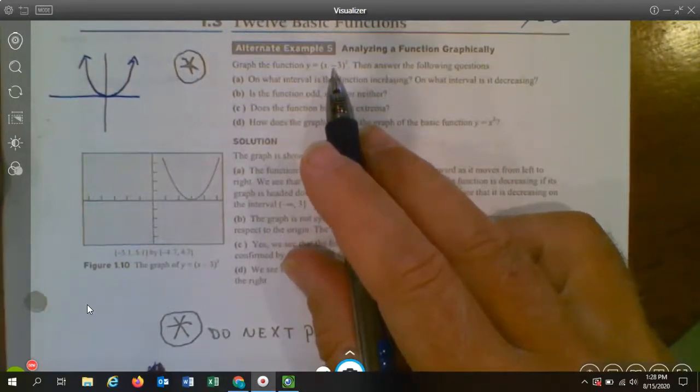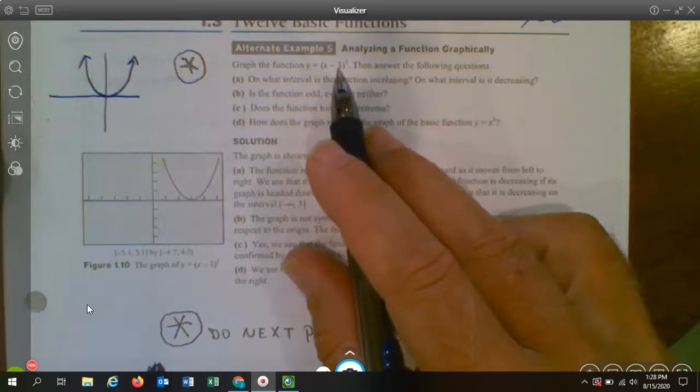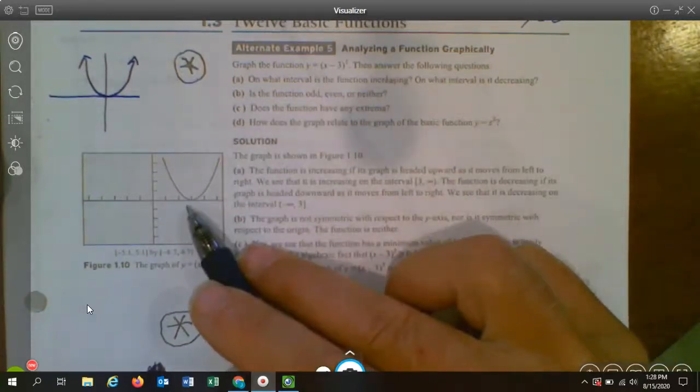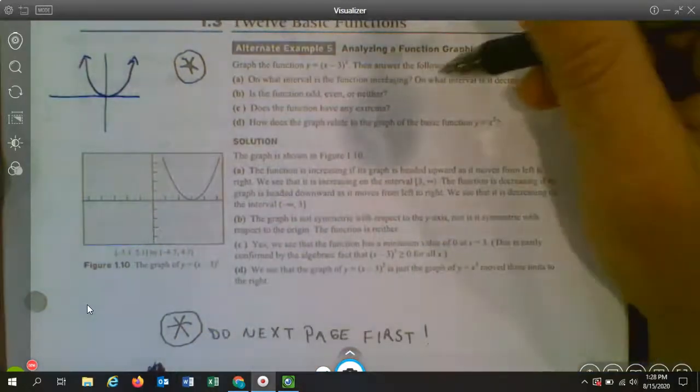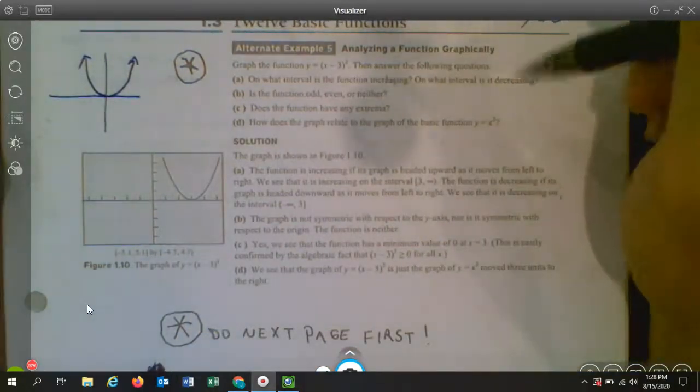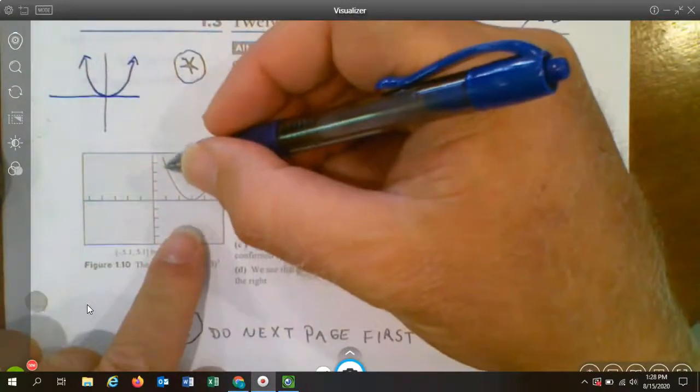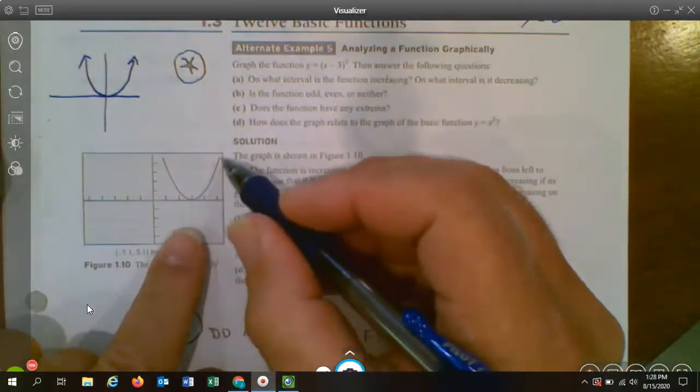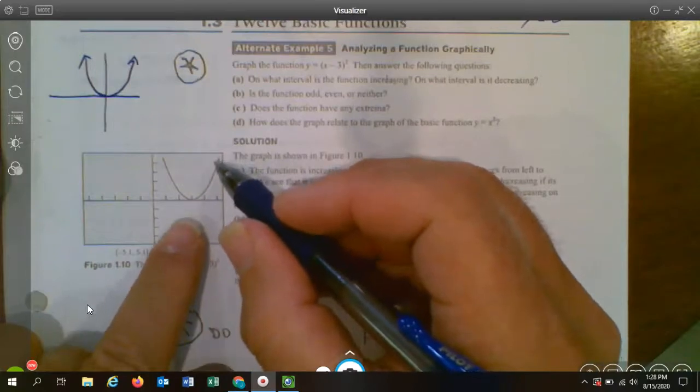So when we see a minus 3, we're actually going to the right 3 units. And so that's where this graph comes from. As far as what interval is it increasing or decreasing, right here where it's heading downward is my decreasing. And then from here to here is my increasing interval.